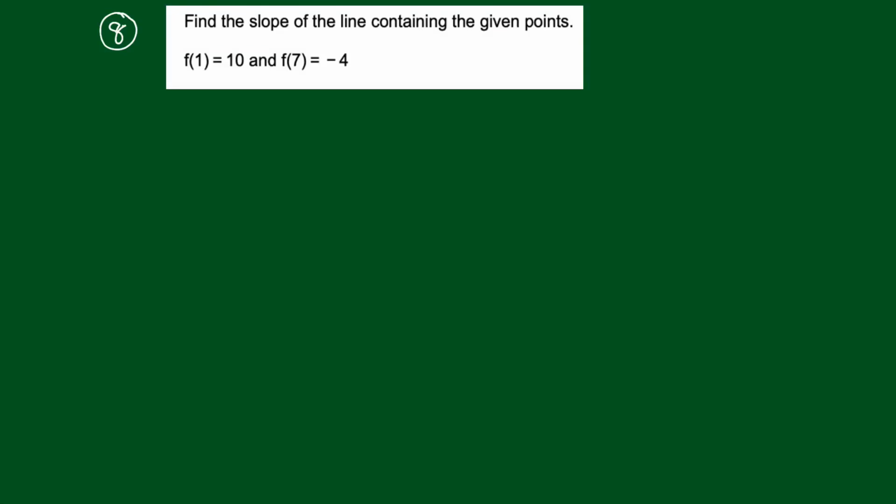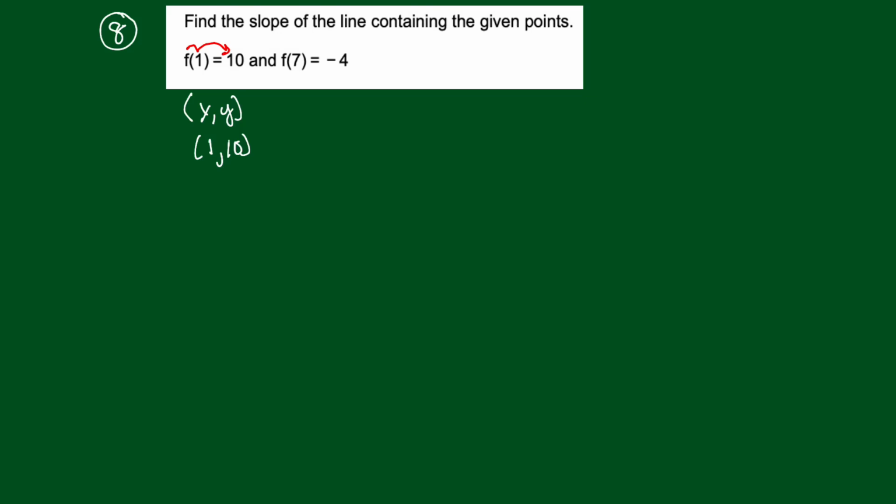We've got another slope problem. Now find the slope of the line containing the given points. f of 1 is 10. Now that means when the x value is 1, the function converts the 1 to a 10. So I actually have this ordered pair right here. This is really an x and a y, and I have 1 and 10, right? This function f, whatever it is, converts a 1 into a 10.